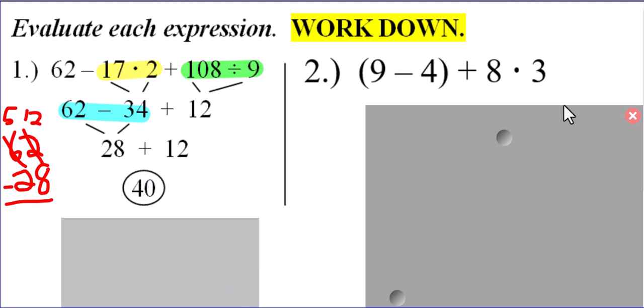All right, problem number 2. Let's do this together. Get your pencils in your hand. Here we go. Order of operations. Do parentheses first. Oh, this one actually has parentheses.